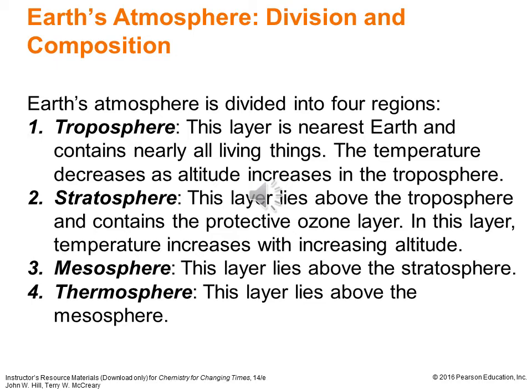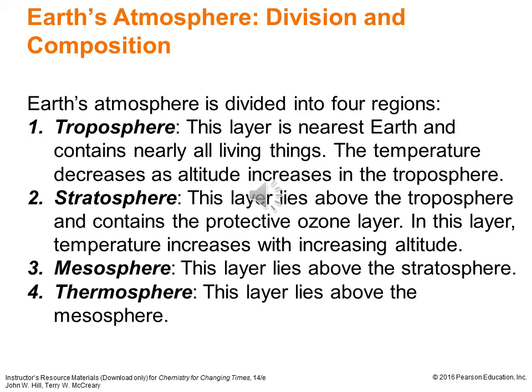But up in the stratosphere, the ozone layer is very helpful. Protects us from high energy ultraviolet radiation. We also have the feature that in this layer, temperature increases with increasing altitude, so opposite of what we see in the troposphere. There's next the mesosphere, and that's the layer that lies above the stratosphere.